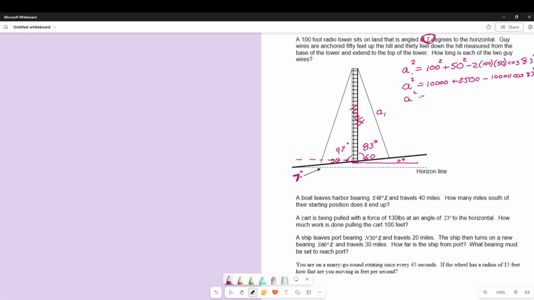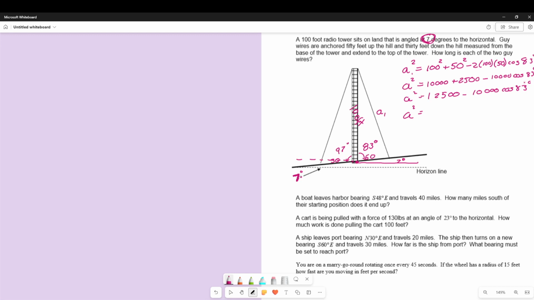So, you've done these. 10,000 plus 2,500 is 12,500, minus 10,000 times the cosine of 83 degrees. Again, I've said this a lot. Be careful about subtracting those. It's so tempting. But at some point, we're going to approximate this. And again, you'll have either a table or there'll be standard angles. So 12,500 minus the product of 10,000 and the cosine of 83 degrees.